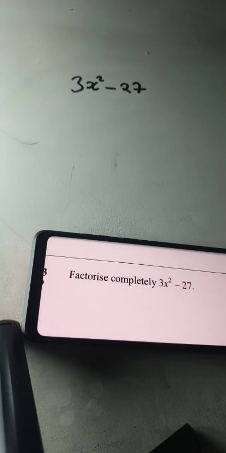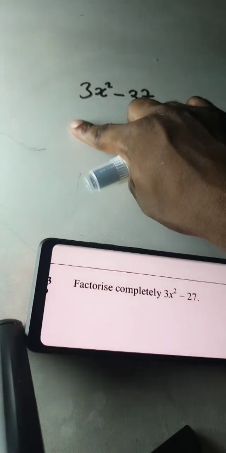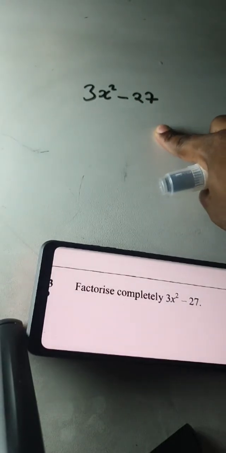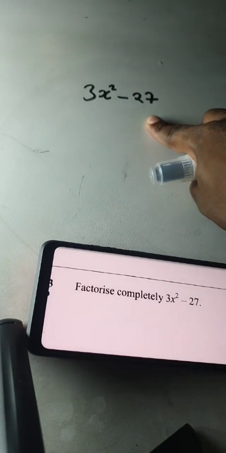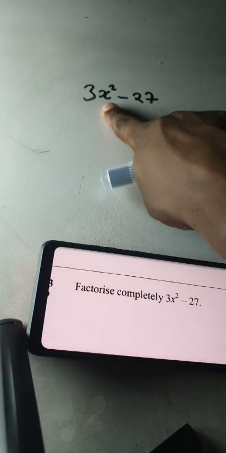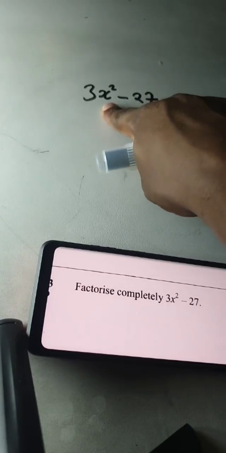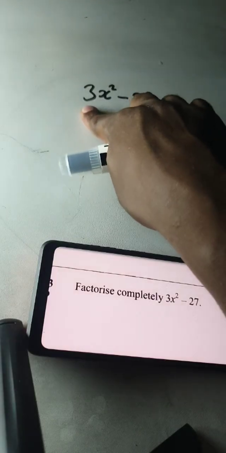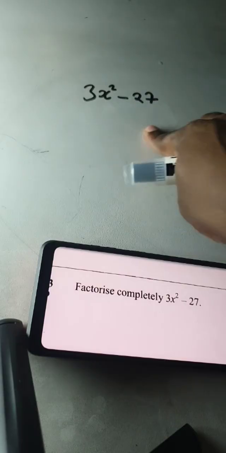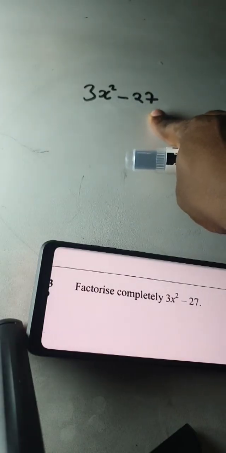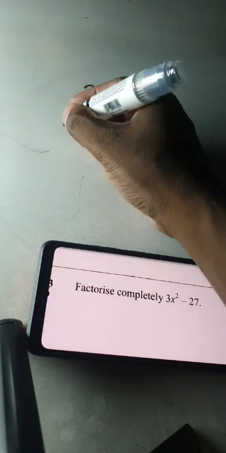When you're factorizing, you look at what you have been given. We have a variable x which is squared, but we don't have an x in the other term. So x is not common, it's only in one part. If x is not common, automatically 3 will be common. Why? Because 3 goes into 27. Based on this question, 3 is common in both terms. So we factor out 3.